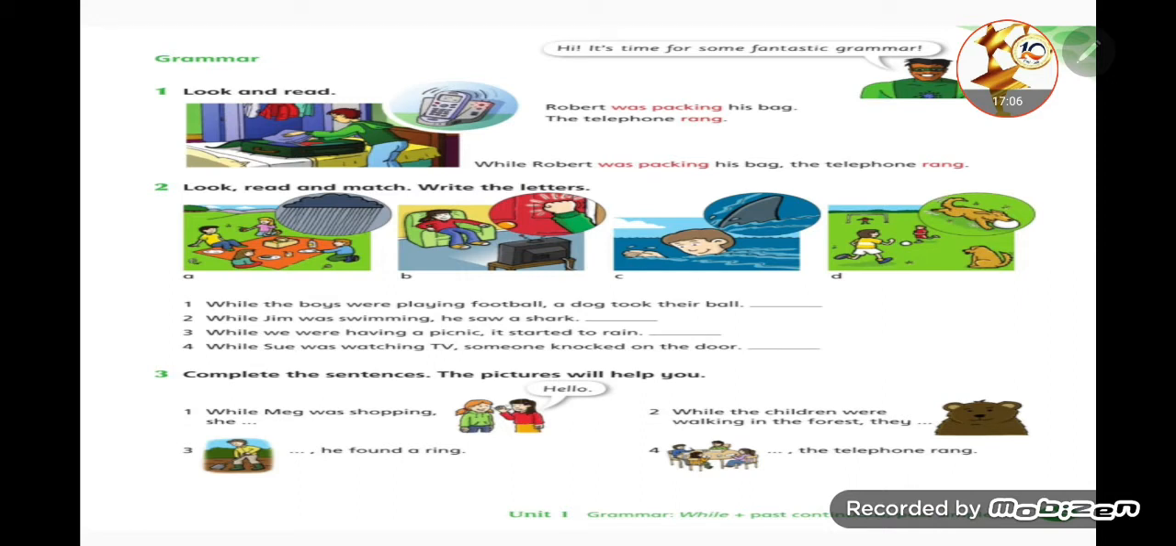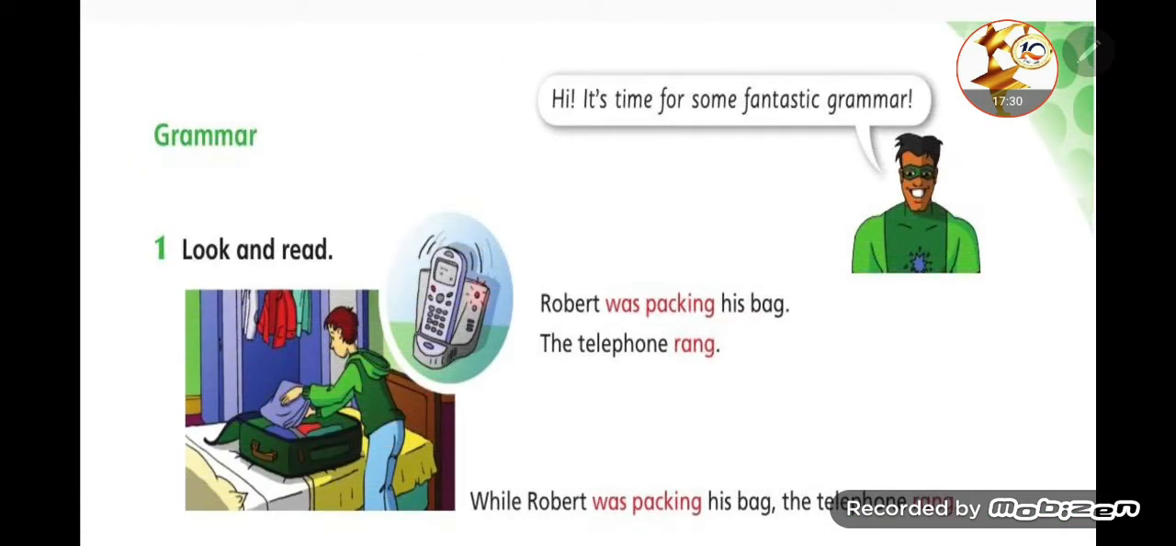Now please open your student's book, or your pupil's book, on page 25. We have here 3 exercises. We are going to answer them, or let's say that the second and the third exercises are required to do. Number 1 is just an example. Let's look at number 1.